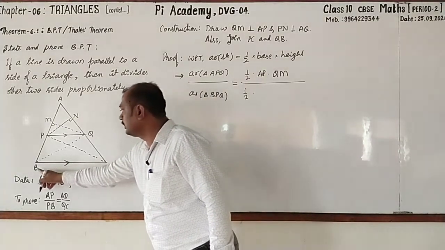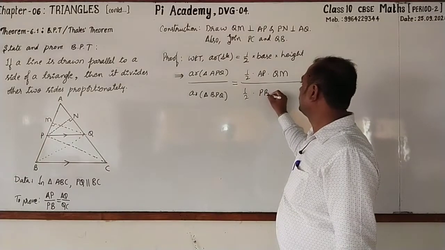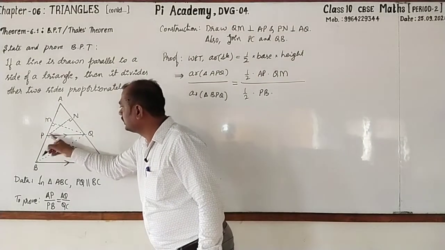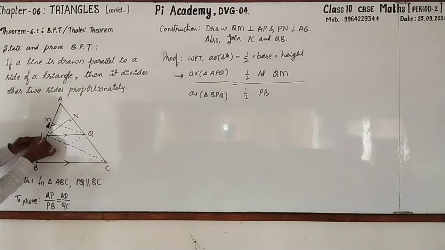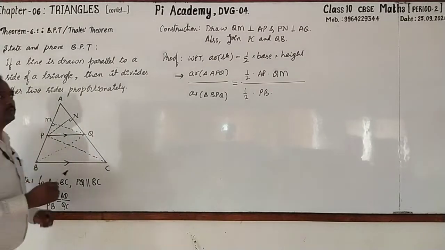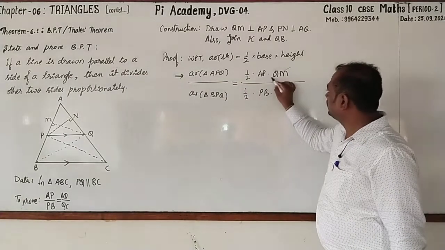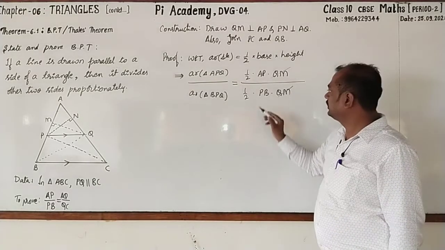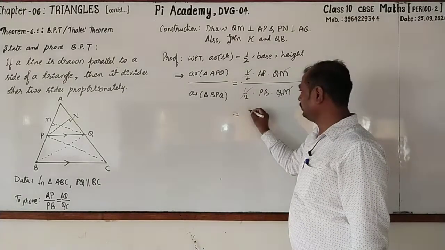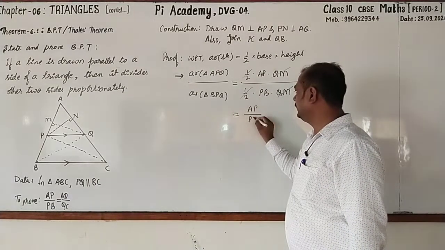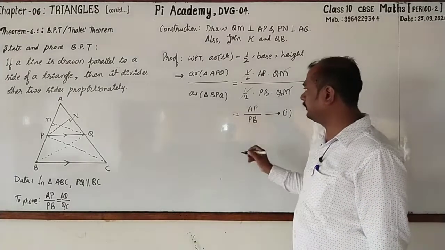Then area of BPQ: half into base. Base is PB. And height is the same only. Look here, this is an obtuse angle triangle. Hence height will be outside. This QM only. Right. Now observe, QM gets cancelled. Half gets cancelled. You can write the remaining AP by PB and call it statement 1, not equation, statement 1.